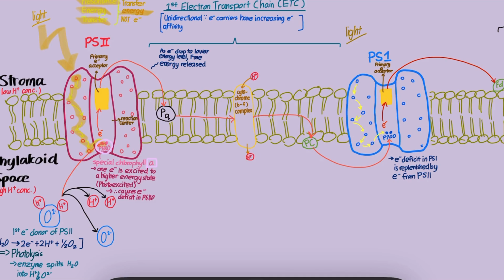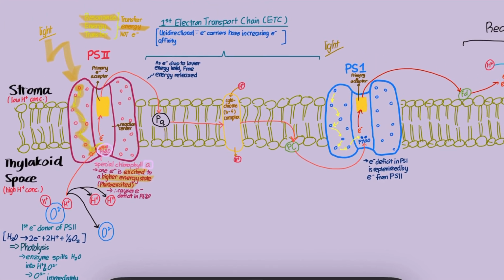This excites one of the electrons in P680, raising it to a higher energy state. When the electron in P680 is photoexcited, it is captured by the primary electron acceptor in the reaction center of photosystem 2. At this point, P680 is missing an electron, creating an electron deficit.